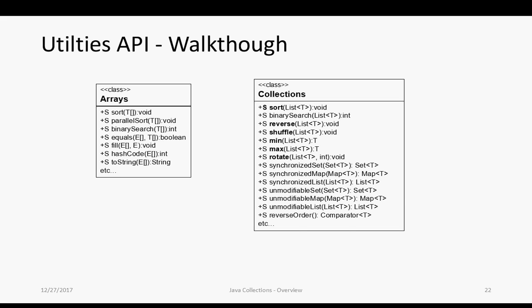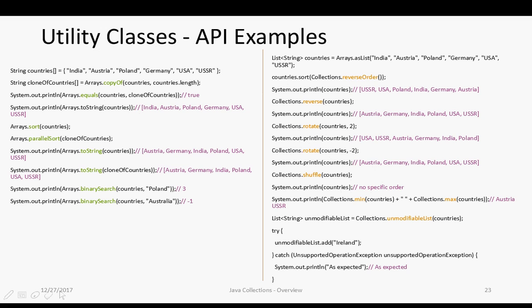Let's look at the example to clarify that. So I have an array of strings where I have named a few countries over here. I can create a clone or a copy of that particular array, and I would say that I will need all the elements of that particular array. So I'm going to get a clone version of the countries. I can check for the equality of each and every element, that is two arrays being equal or not, and it will return me true or false. Similarly, I can give a human readable format by saying toString.